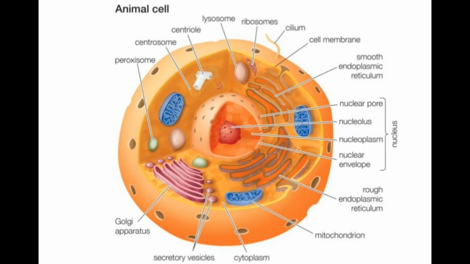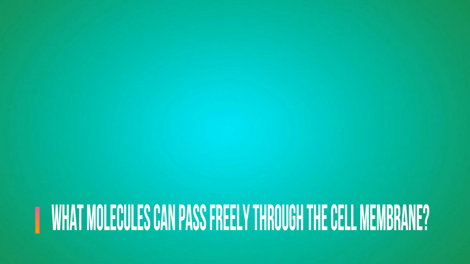One of the principal characteristics that really define animal cells is that compared to plant cells, they are quite smaller and that their DNA is housed within the nucleus. The molecules that can pass freely through the cell membrane are oxygen and carbon dioxide.